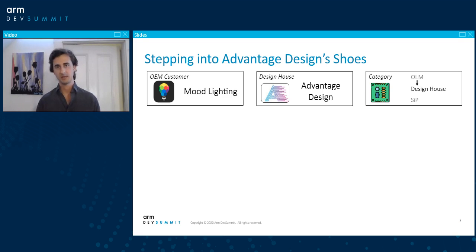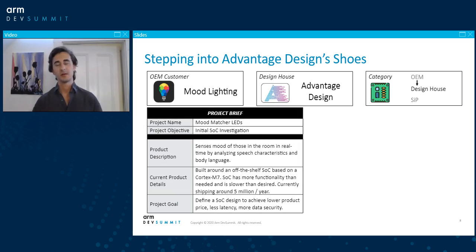In this example, we're stepping into the design house's shoes, but it could very well be an OEM with an SoC development team. It could be another design house. It could be SIPs that are designing their own SoC. But in this example, we'll be going with the design house.